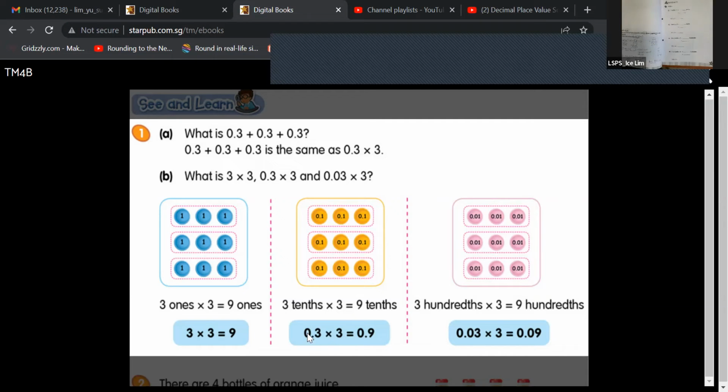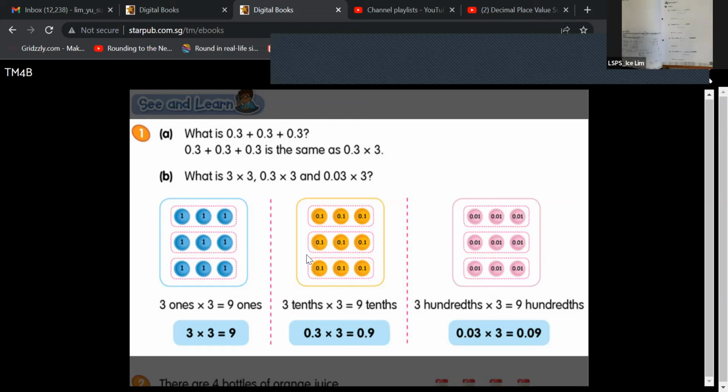Okay, which actually means that 0.3 times 3 is 0.9. And so the same idea of the times table can be used even for the smaller place value, like hundredths here. 3 hundredths times 3 is 9 hundredths. Now what's 300? 300 is 0.03. Times 3 sets of it will be 0.09. So this is what the concept is trying to tell you.